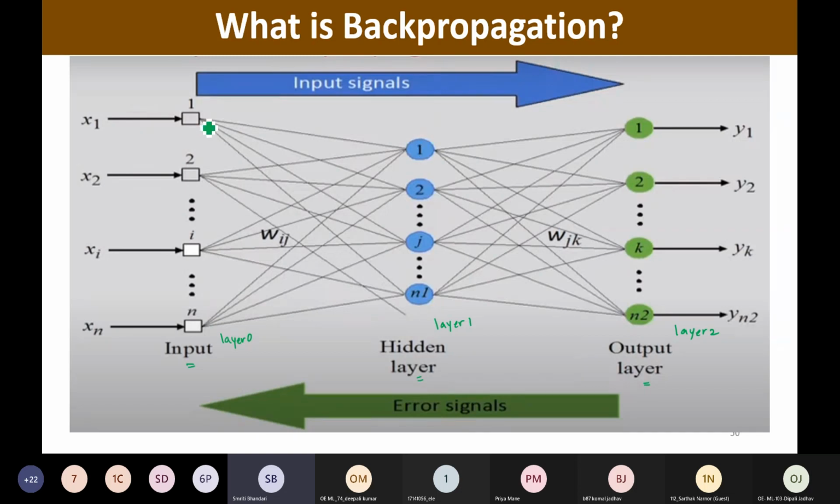This input x1 is connected to every hidden unit, right? This x2 is also connected to every hidden unit and so on. Associated with all those connections from the input to the hidden neurons, we have some weights, right? In this particular example, we have only one hidden layer. If we go for more complex networks, we may have more than one hidden layer, right?